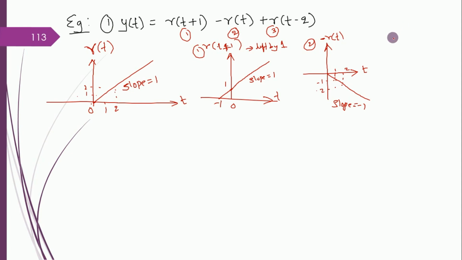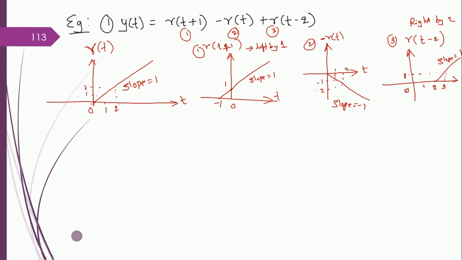And for the third term, r of t minus 2. How is it written? Shift right by 2. Take this original signal and shift it by 2. Whatever is happening at 0 will happen at 2. Slope equal to 1. So these are the 3 signals that have been taken into consideration. Now here at 3, what will be your amplitude, just for analysis? It is 1 because it is shifted by 2.